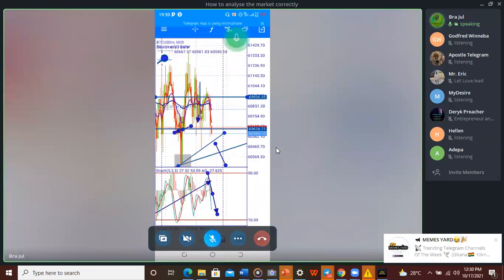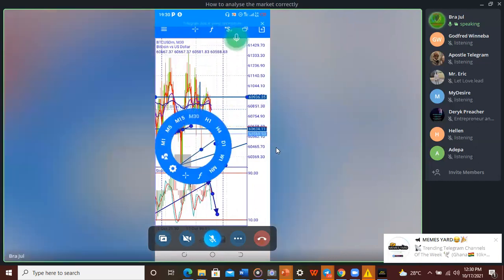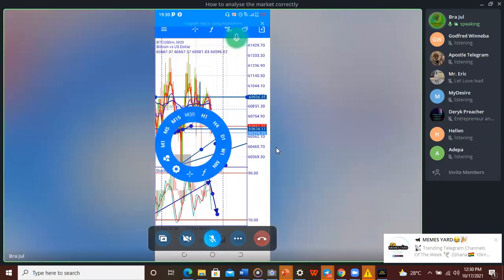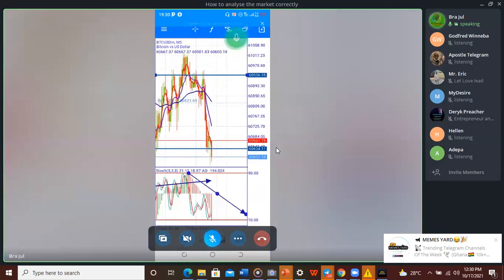If it doesn't respect it, then we'll be looking for the H1 trend line, because now they are all crossing downwards, which shows that the momentum towards the downside is very, very high. The pressure towards the downside is very, very high.